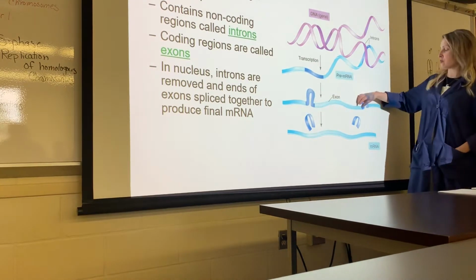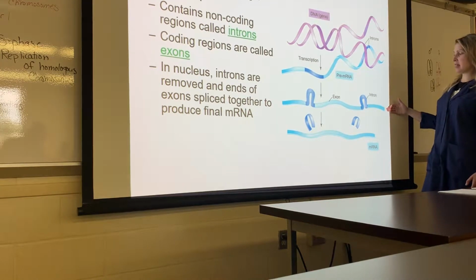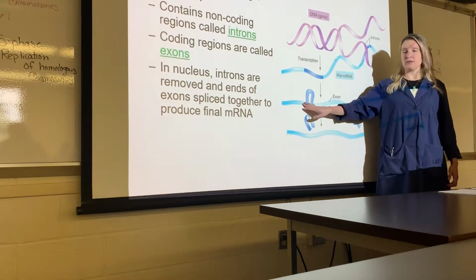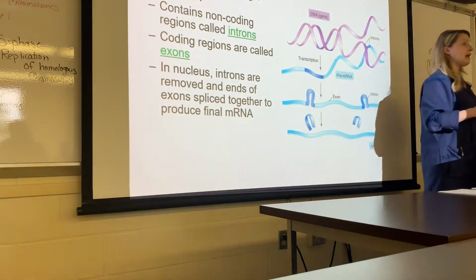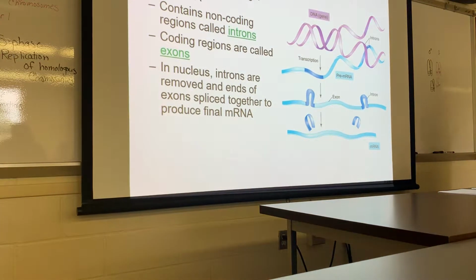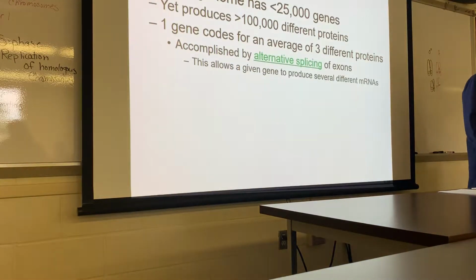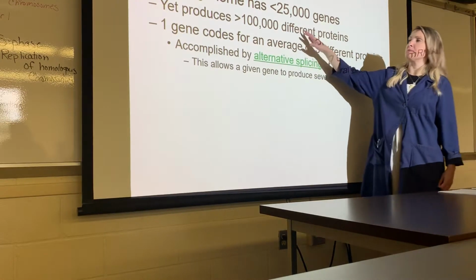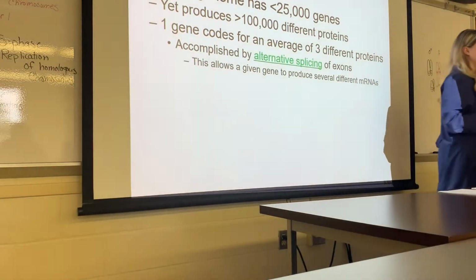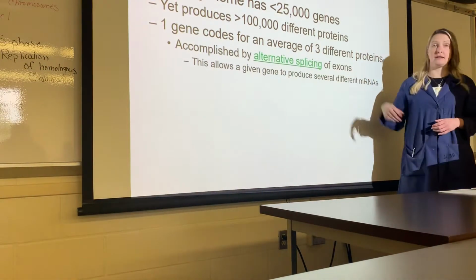So if we take out these introns, these dark blue areas, we could take this middle piece and splice it to the end, and this end piece we could splice over here. Or we could take this end piece and splice it over here, but we could mix it around, and so one gene could actually make different proteins by the process known as alternative splicing. Alternative splicing. The human genome has 25,000 coding genes, but produces 100,000 different proteins because one gene can code for an average of 3 proteins because of alternative splicing.